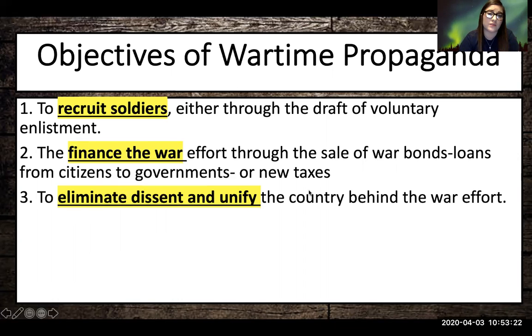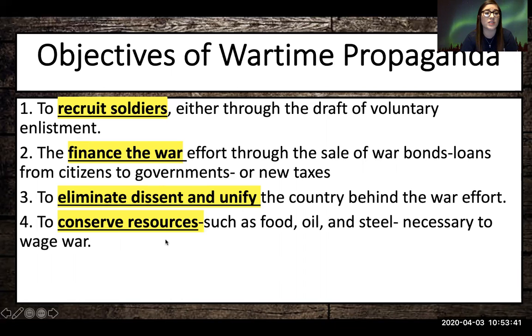The third objective of wartime propaganda is to eliminate dissent and unify the country behind the effort. The government is telling the people, look, together we will be stronger. If we unite ourselves as a country, as a people, we can go and defeat the enemy. Also, to conserve resources such as food, oil, steel necessary to wage war.